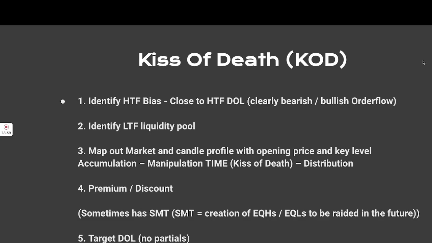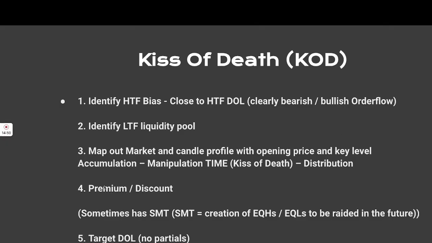Step 1 when executing is to identify the higher time frame bias. Close to the higher time frame draw on liquidity. Step 2, identify the lower time frame liquidity pool. Step 3, map out the market and candle profile with the opening price and key levels, accumulation and manipulation times. Price accumulates, manipulates, that's the Kiss of Death, and then distributes to the draw on liquidity.